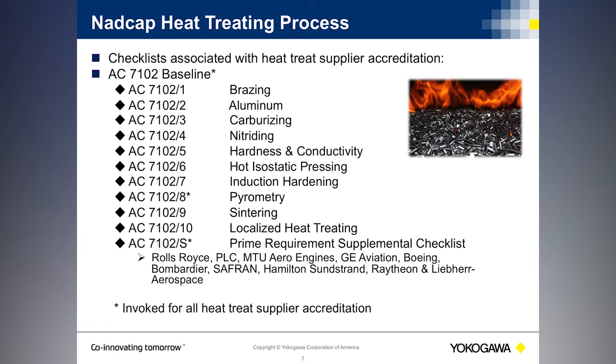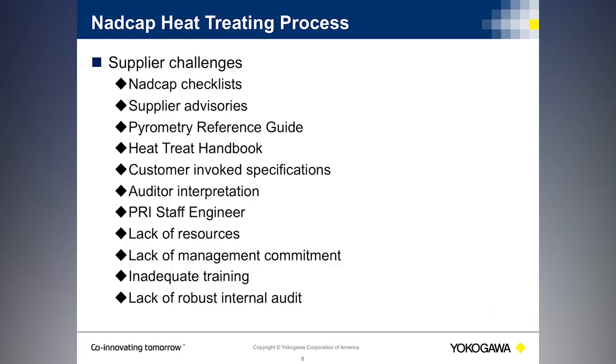You also have the /S checklist, which is the supplemental checklist for the specific aerospace primes. The ones listed here: Rolls-Royce, MTU, GE Aviation, Boeing, Bombardier, Safran, Hamilton Sundstrand, Raytheon, and Lear Aerospace all have special questions that need to be answered during a heat treating audit. AC 7102 baseline, the /8 for pyrometry, and the supplemental are always invoked during a heat treat supplier's accreditation.